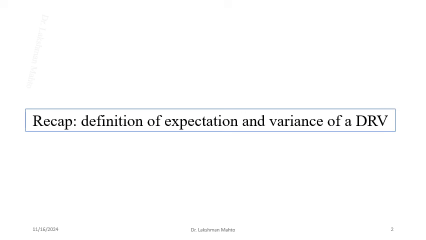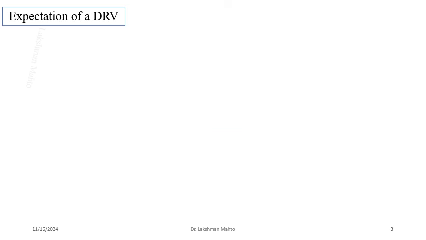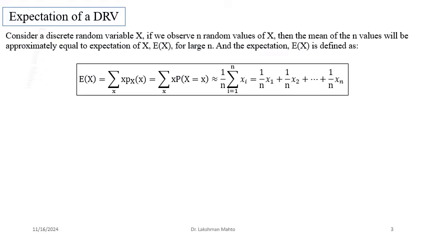So in today's class, a recap of the last lecture: we had discussed the definition of expectation as a weighted sum of a discrete random variable. The weight is provided by the corresponding probability mass function of the random variable, that we had already discussed.